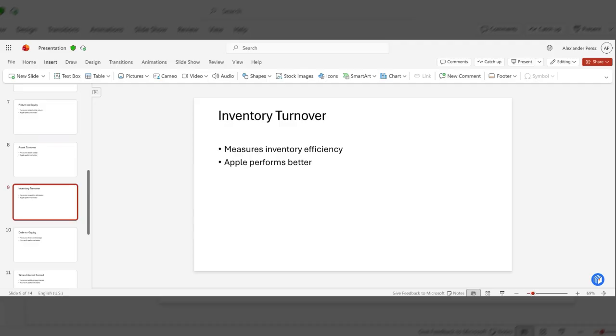Inventory turnover measures inventory efficiency, and Apple performs better in this case as well. Inventory turnover shows how quickly inventory is sold. In this case, Apple's higher ratio suggests strong sales and efficient inventory management.